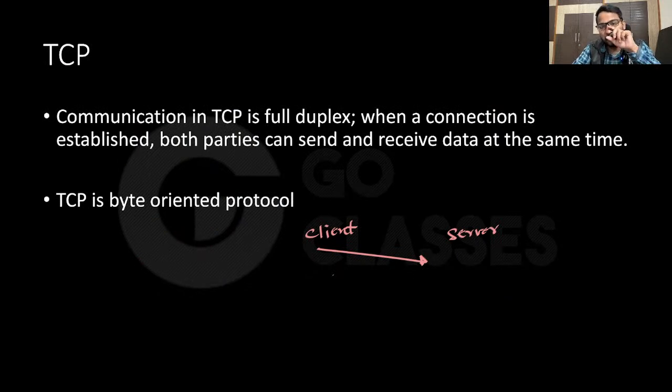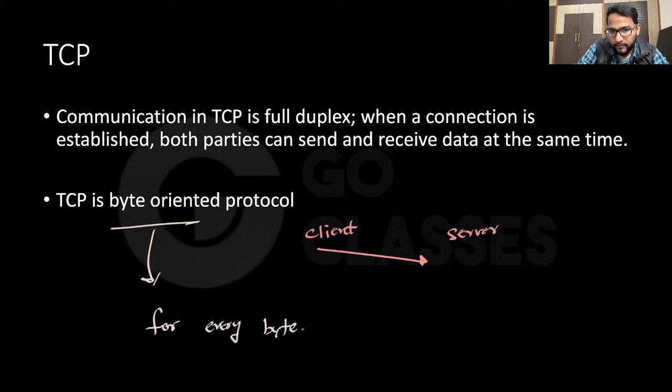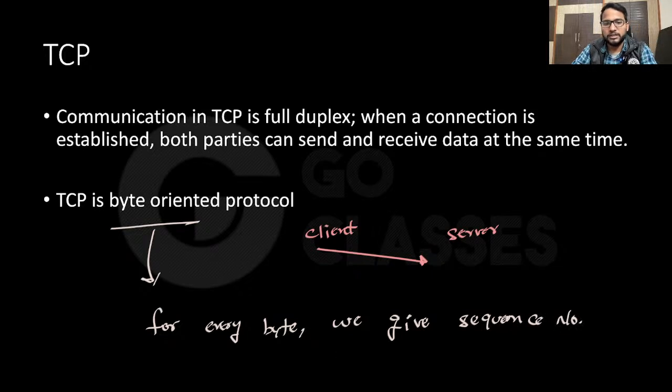Now here TCP is full duplex, which means there is a client, there is a server, and both are communicating. It is a byte oriented protocol, which means you will be counting every byte. So the sequence number here is basically byte oriented, which means for every byte you will be giving a sequence number. Now let's move further.